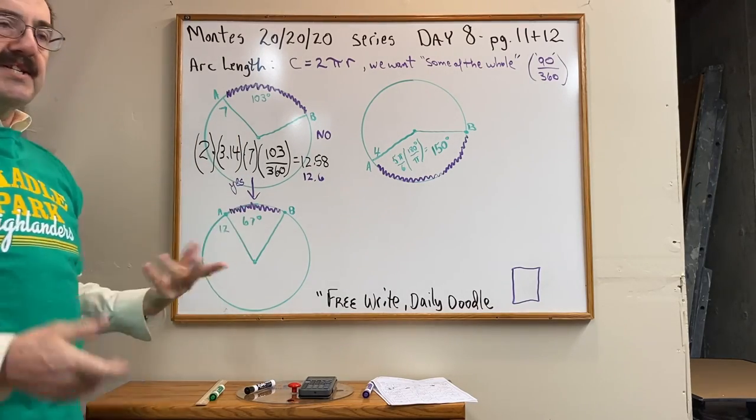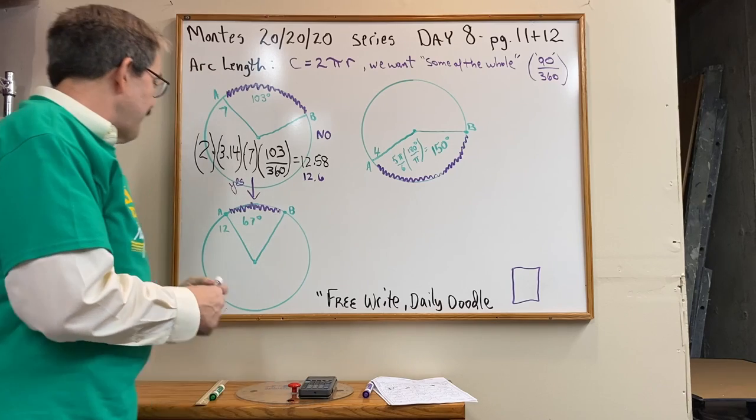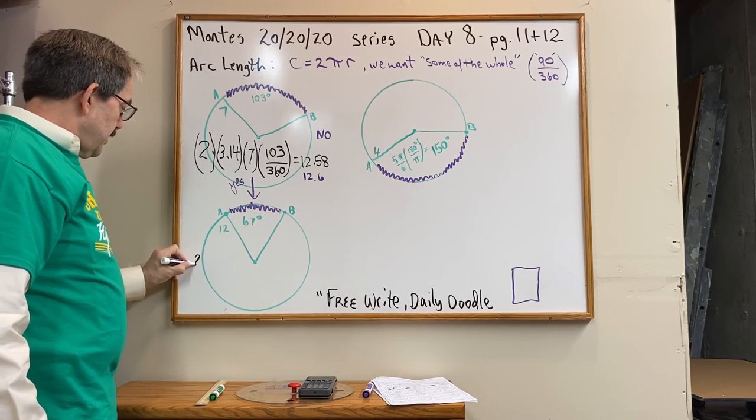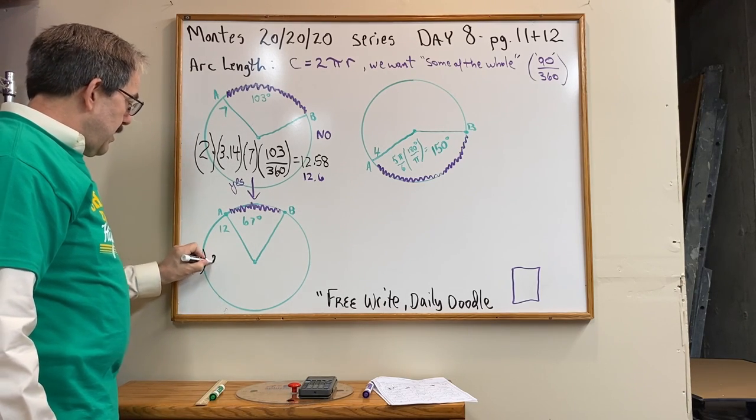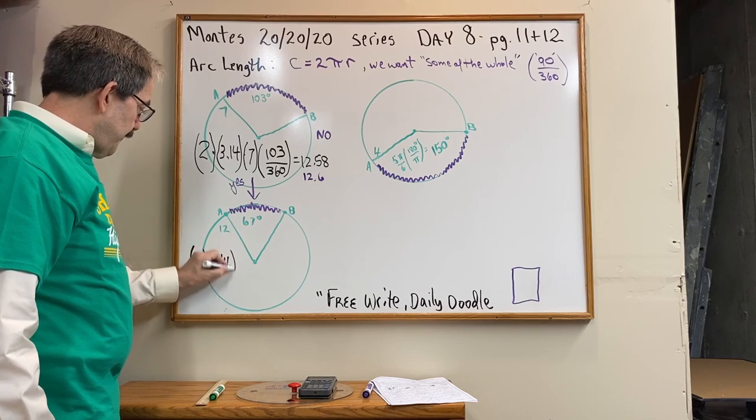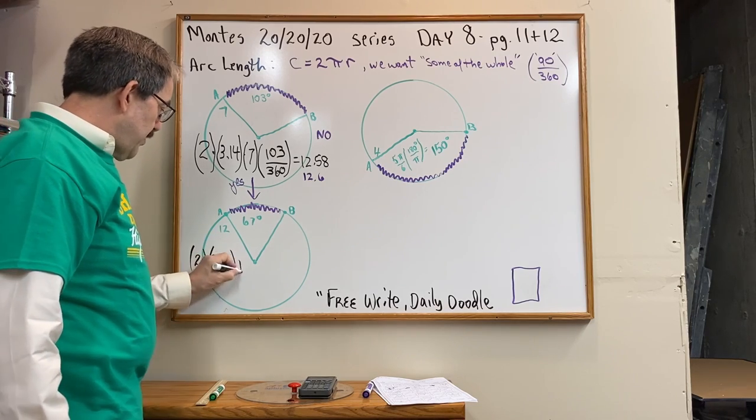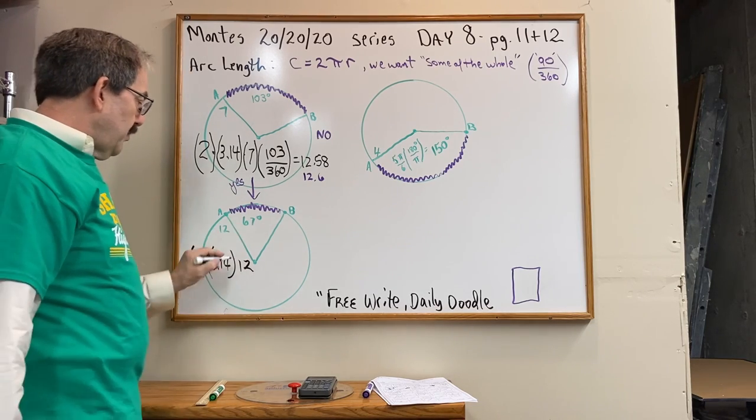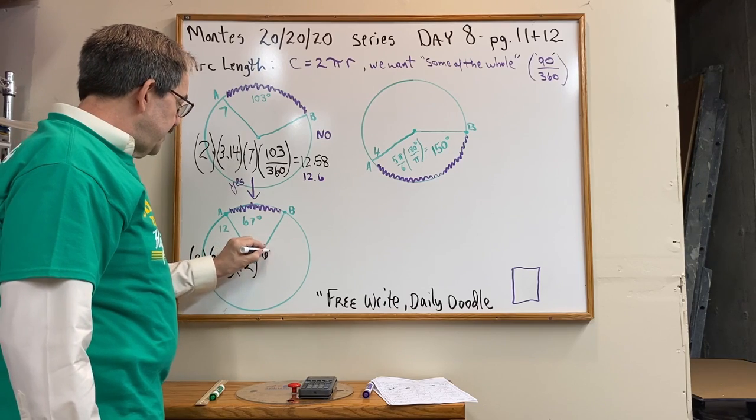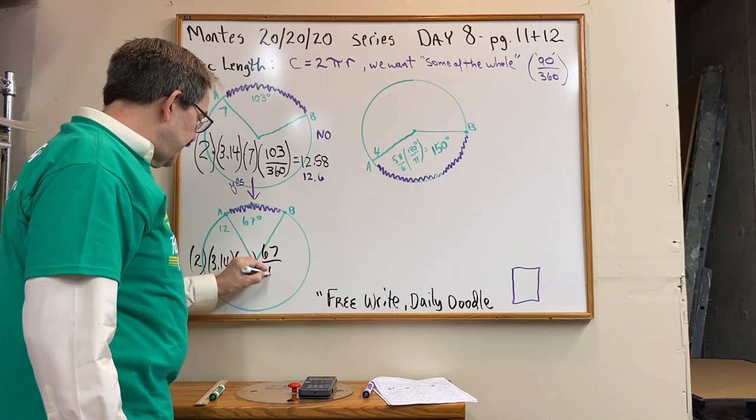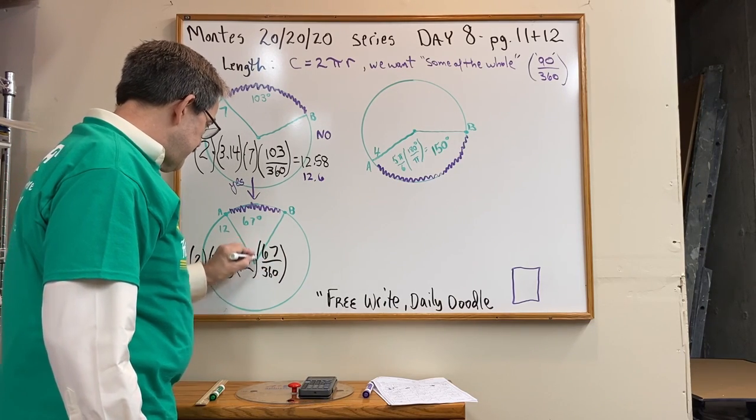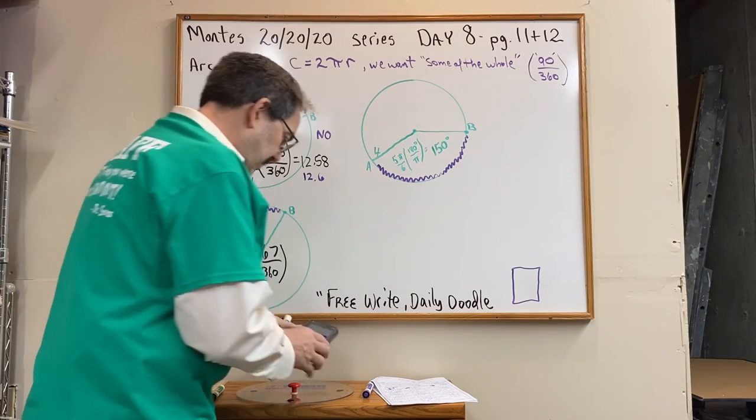Radius of 12, 67 degrees, same idea for the math. 2 times pi times the radius, but we only want 67 of the 360. Okay, again, grab a calculator.